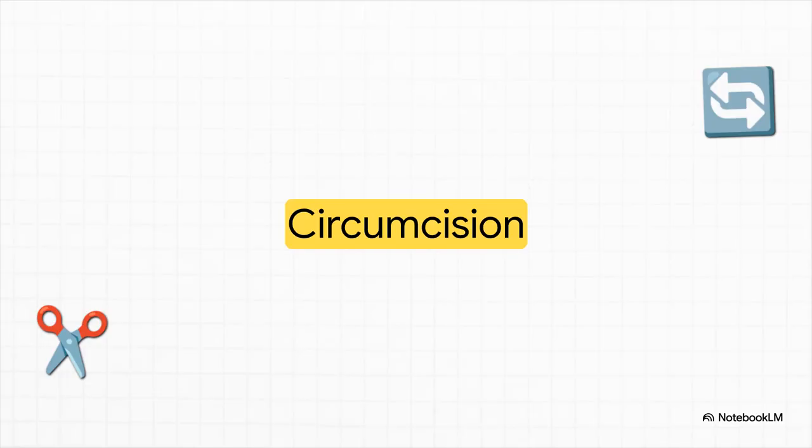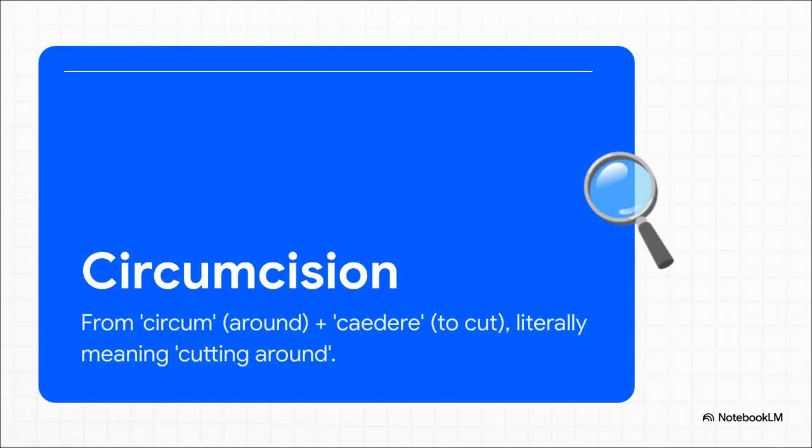Okay, our first word. Let's say it together slowly. Circumcision. The origin of this word is just so direct. You have circum, that means around, we know that, and it's attached to the Latin root cadere, which means to cut. So you put them together, and circumcision literally just means cutting around. A very, very straightforward term.